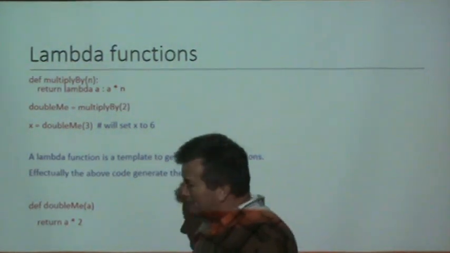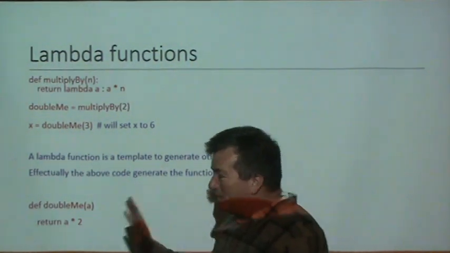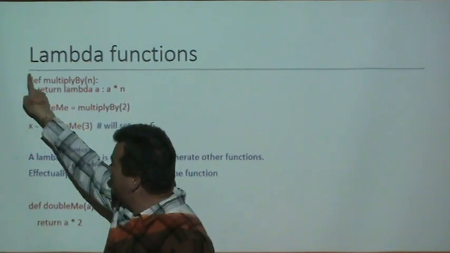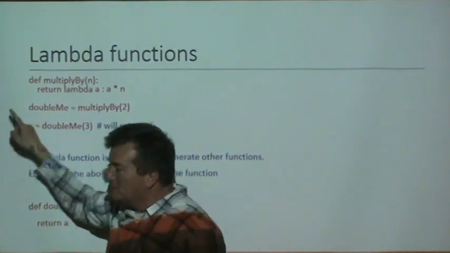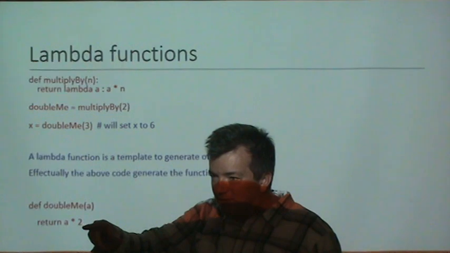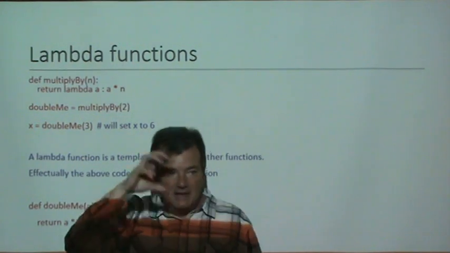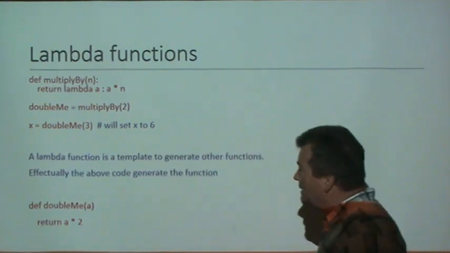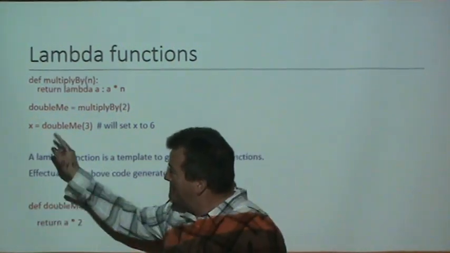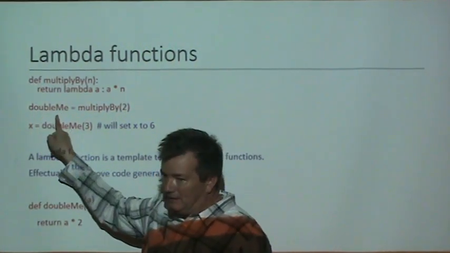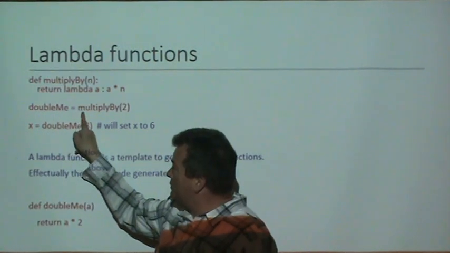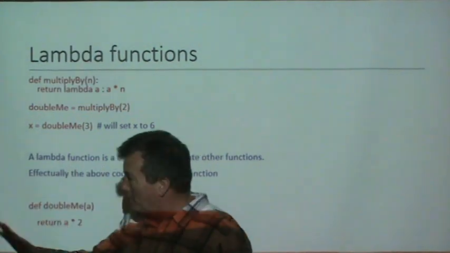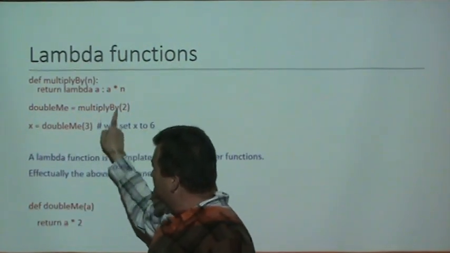So for example, all right, here's what I did. This is not up here, so let's just take this slowly. This up here is not a function, it is a template to generate many functions. So for example, here I'm saying double me is equal to multiply by 2. So what am I doing? Double me is not a number and this is not a function.